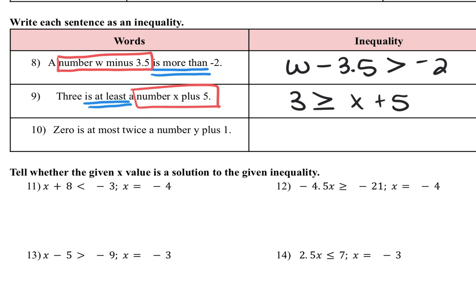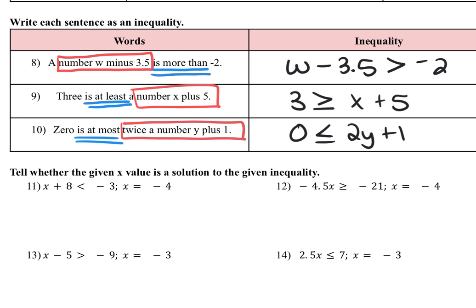The last one, 0 is at most twice a number y plus 1. Okay, is at most. 0 is at most. Which direction? Towards the 0 or away? Away. A line or no? Yes, good. And then twice a number y plus 1. How do I write twice a number? 2y plus 1. Good. Awesome. Fantastic. Okay.